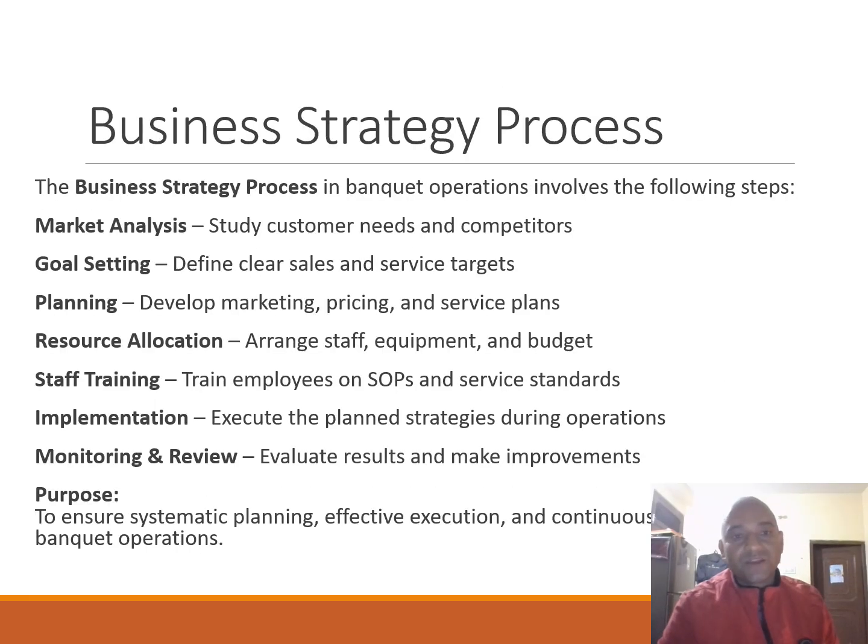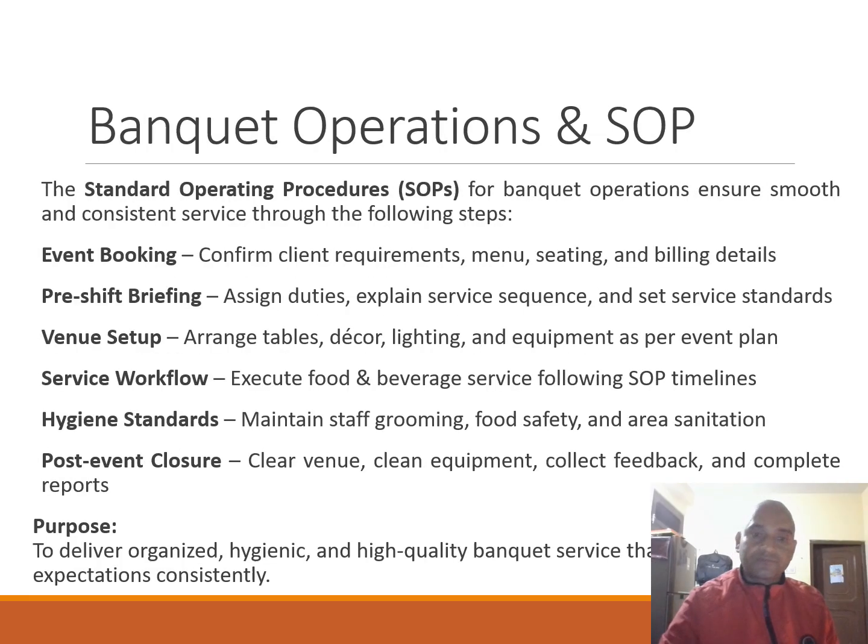So what is the business strategy process? The business strategy process in banquet operation involves the following: market analysis, goal setting, planning, resource allocation, staff training, implementation, monitoring, and review. The purpose of doing that is to ensure systematic planning and execution.